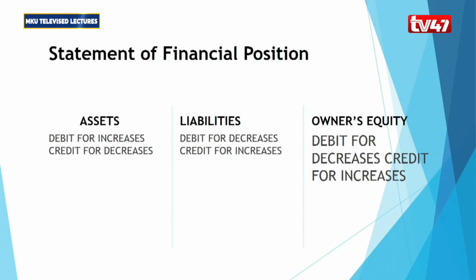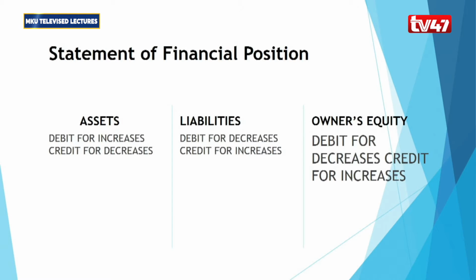For an asset account, we debit increases and we credit decreases. For the accounting equation to uphold, the opposite happens. And therefore, debit decreases in both liabilities and owner's equity, as well as credit increases in both liabilities and owner's equity.